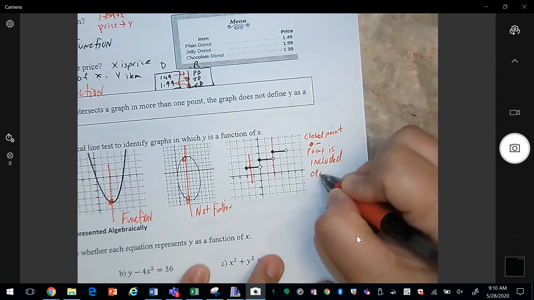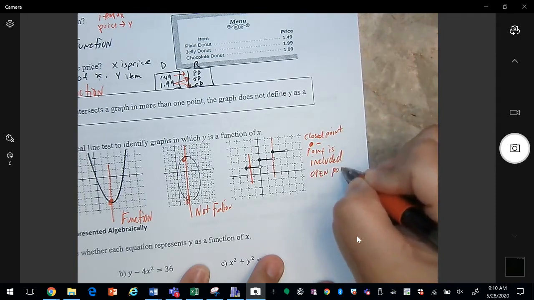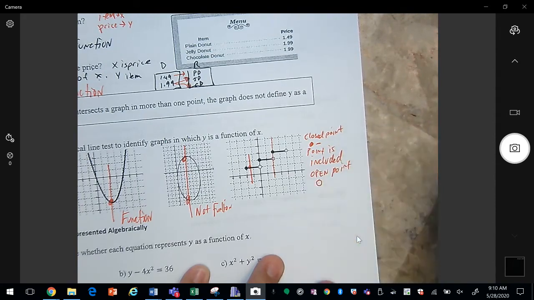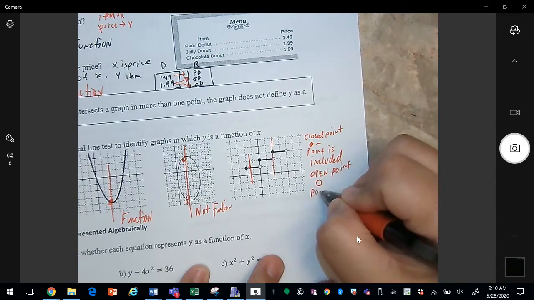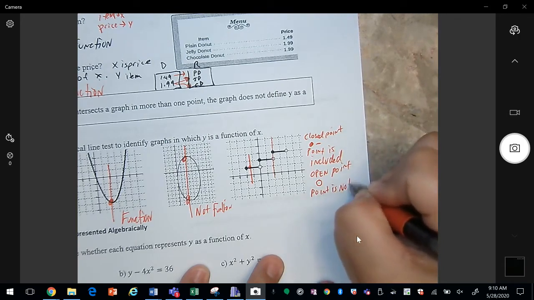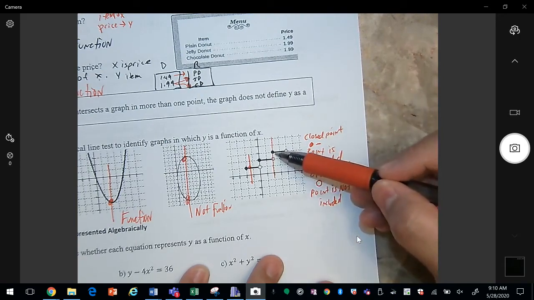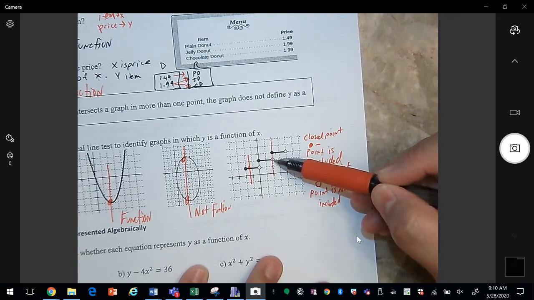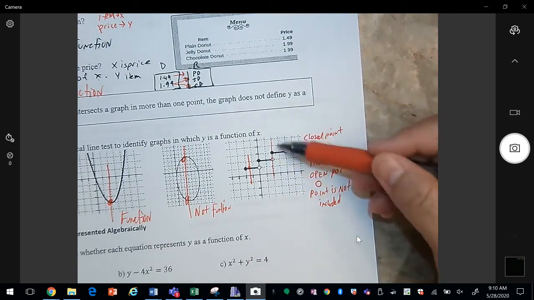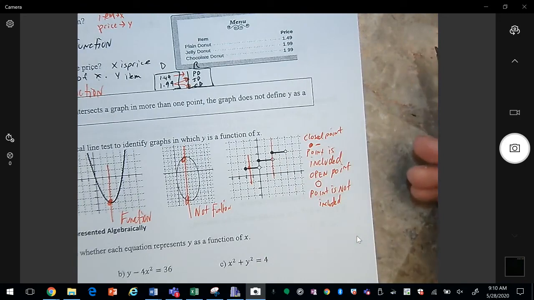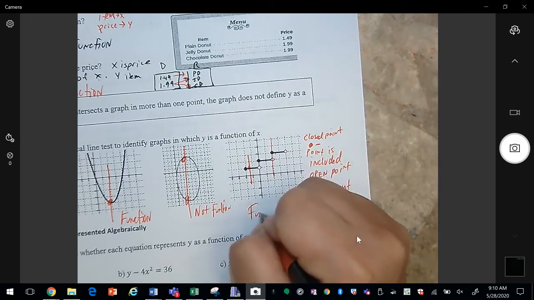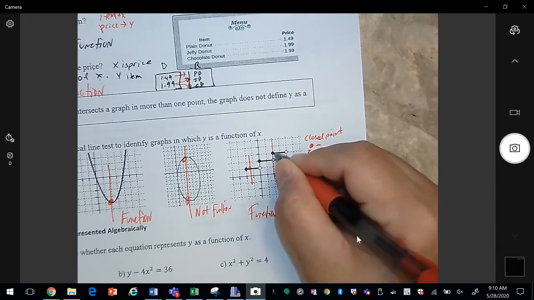If you have an open point, that's going to look like this, that means that the point is not included. So in this picture here, even though it's touching this open point, that point is really not part of the graph. And so this is still going to be a function because it's only touching the closed dot.